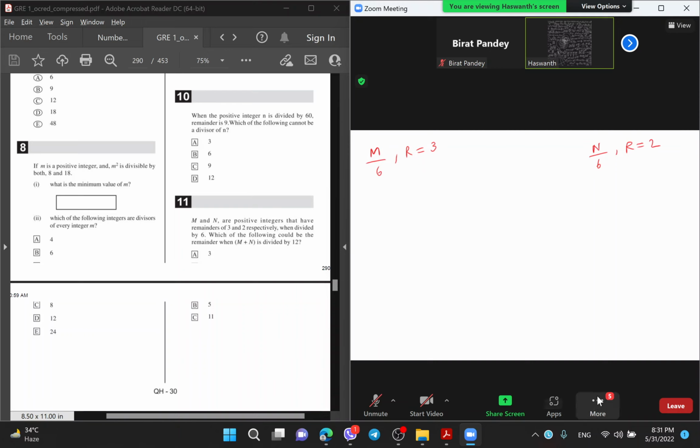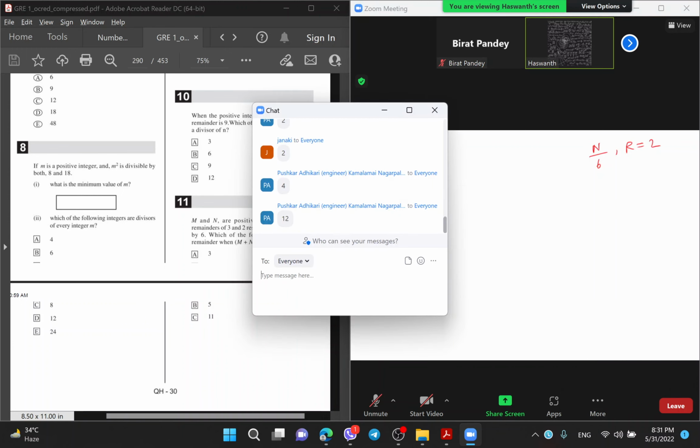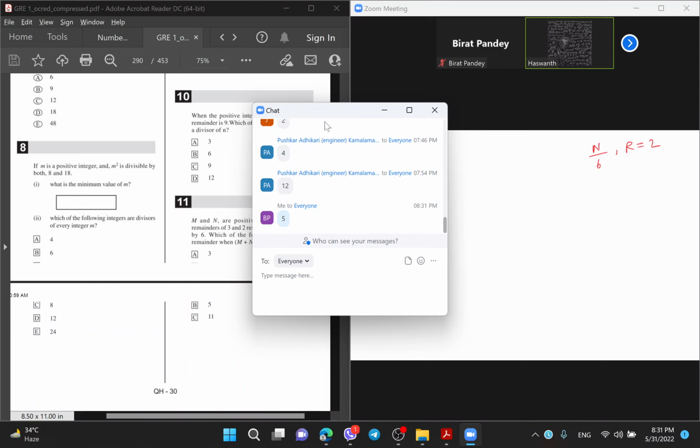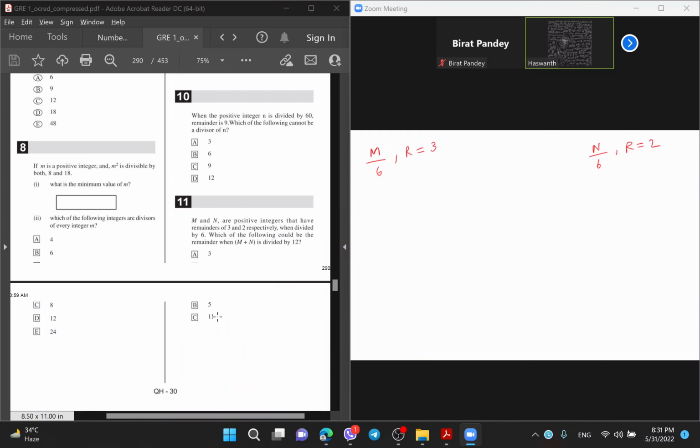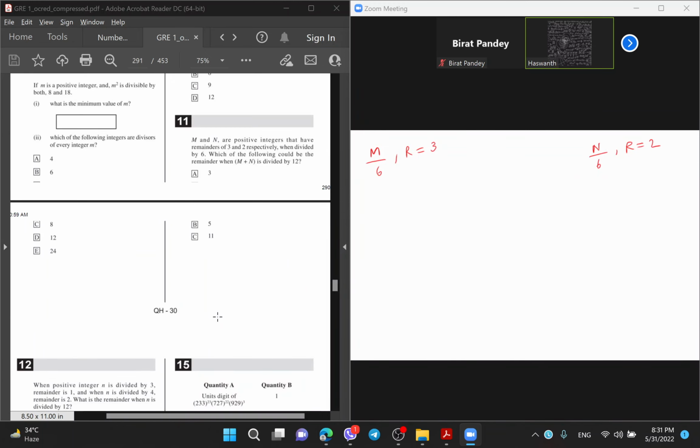M when divided by 6 leaves a remainder 3, and n when divided by 6 leaves a remainder 2. We need the remainder when m plus n is divided by 12. Is it only 5? Is 5 the only possibility?